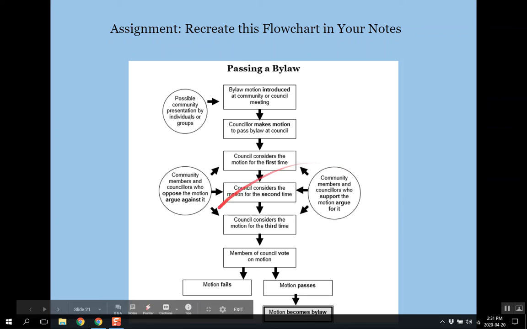So please recreate this flowchart. I don't need you to write every single word, and I don't need you to make it look the same. I need you to take this information and recreate it in a way that makes sense to you, but still communicates this process.